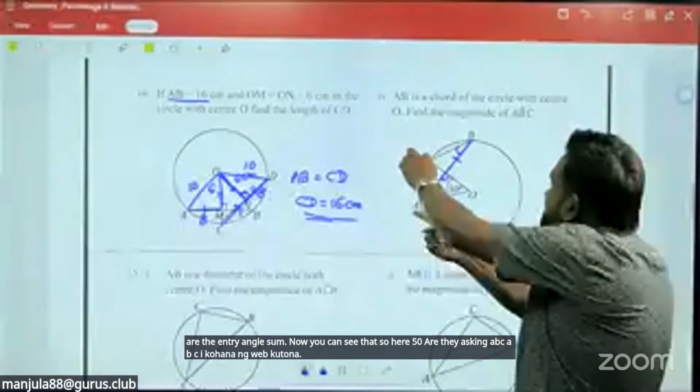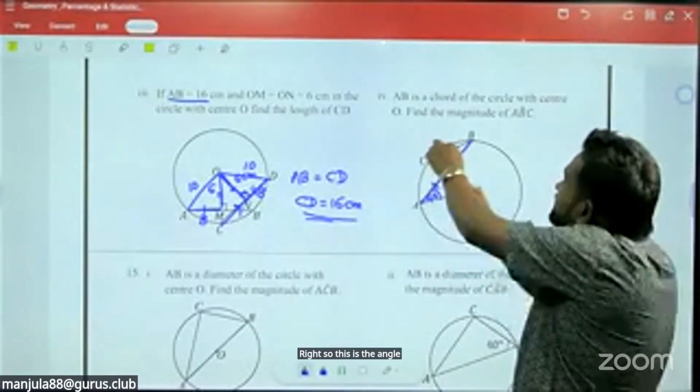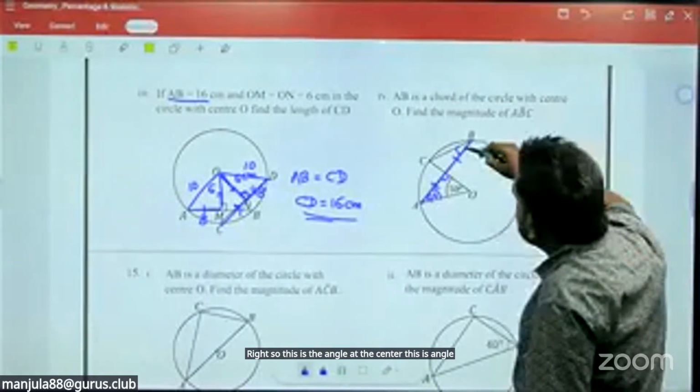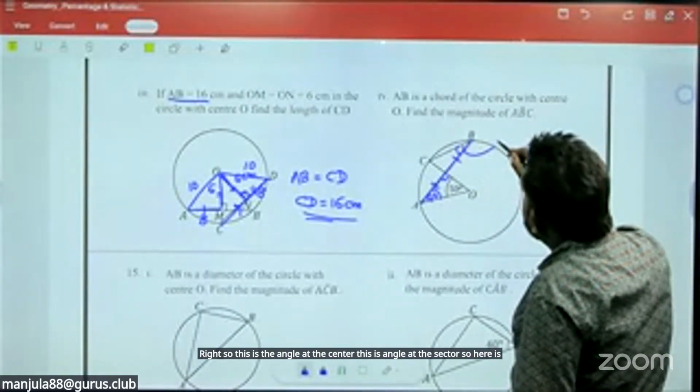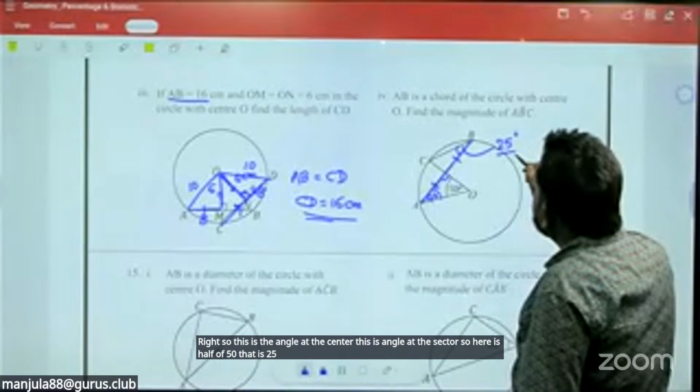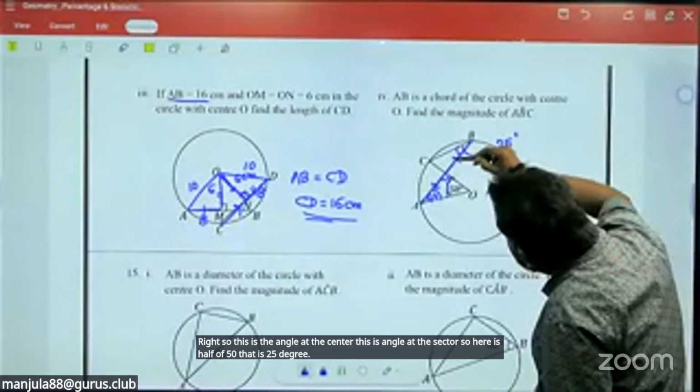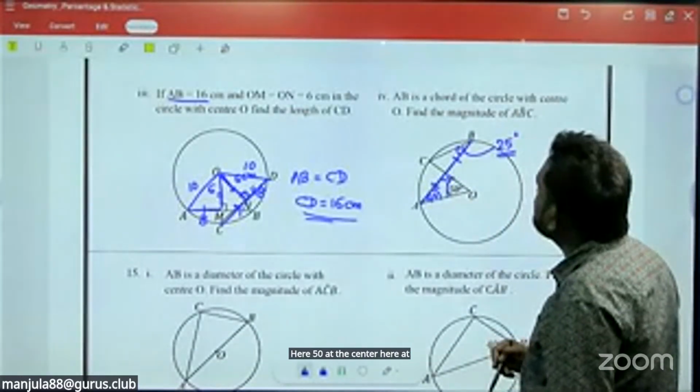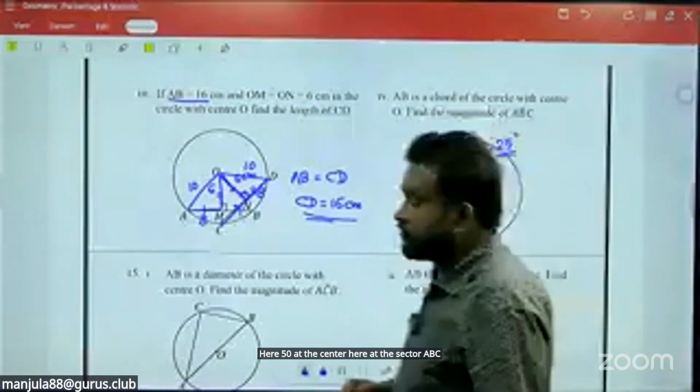Right. So this is the angle at the center. This is the angle at the circumference. So here is half of 50, that is 25 degree. Here 50 at the center, here at the circumference, ABC is half of 50, 25 degrees.